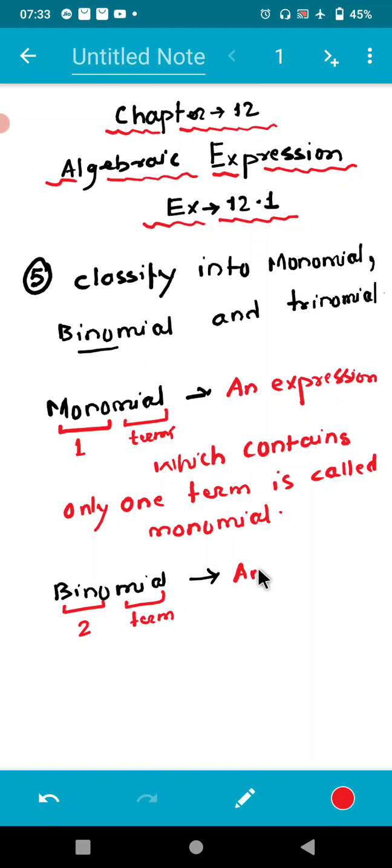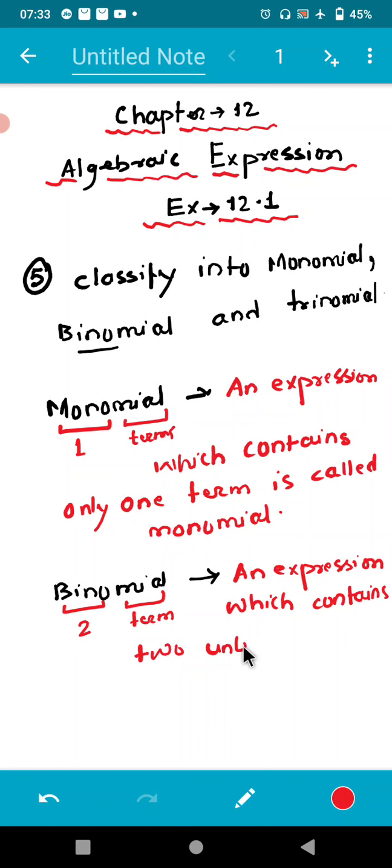So an expression which contains two unlike terms is called binomial. Now I just added one word, you see, unlike terms, isn't it?